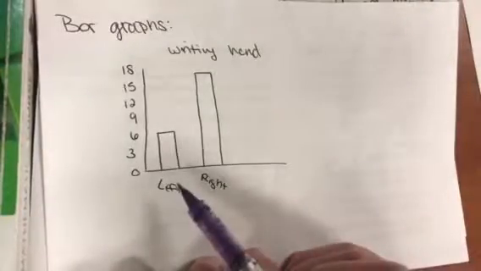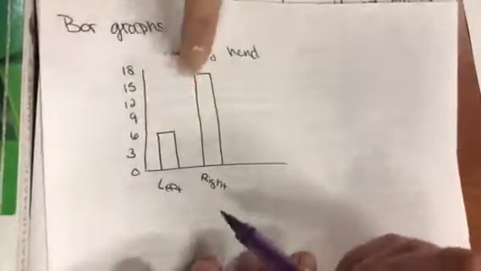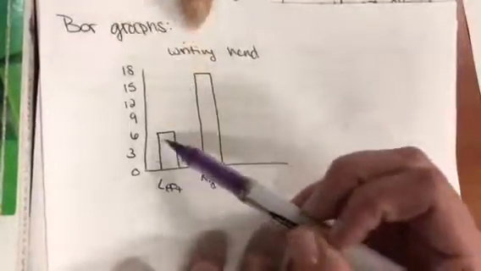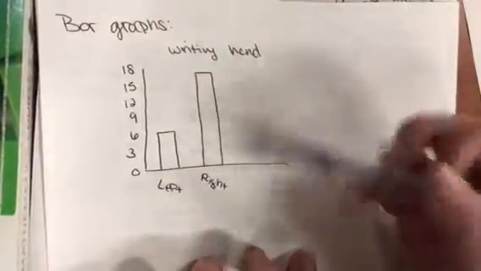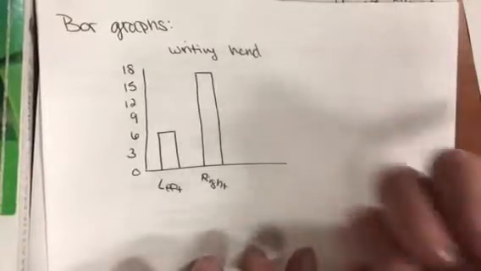So this one's just left versus right-handed. I can tell there's more right-handed than left-handed. One's bigger. There's 6 left.